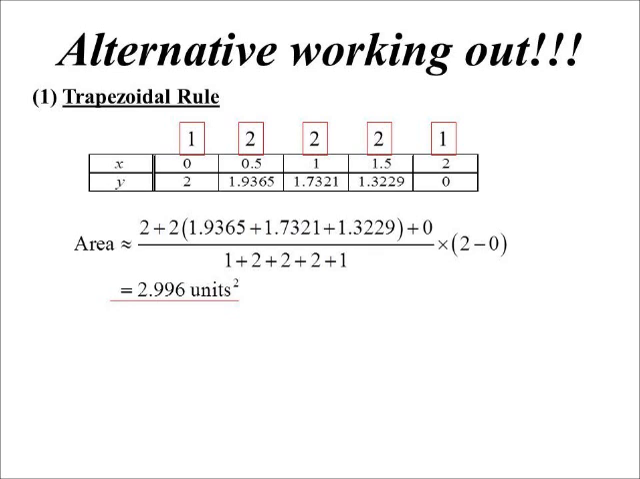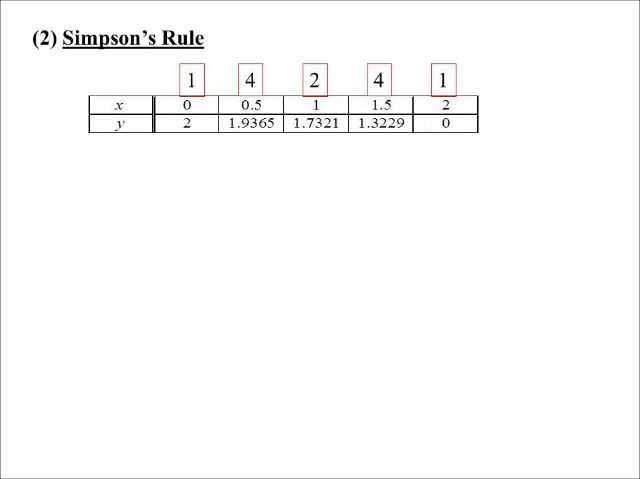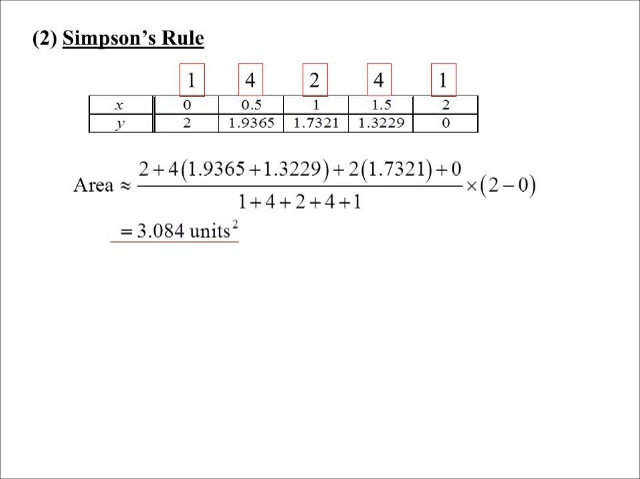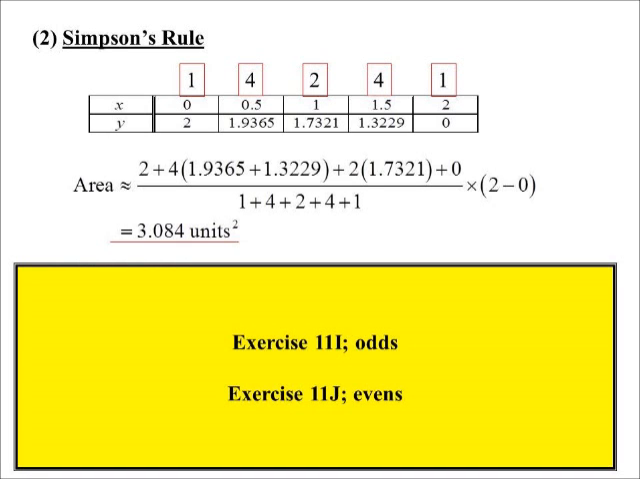2.996. And then the Simpson's rule one, I'd do the same thing. So there was our table of values. Sub in, so that's what we would have done. 2 times that, 4 times that, and so on. But on the bottom, we write down the pattern. 1 plus 4 plus 2 plus 4 plus 1, multiplied by the 2 minus 0. And it works. So 11I and 11J. One's on trapezoidal, one's on Simpson's.